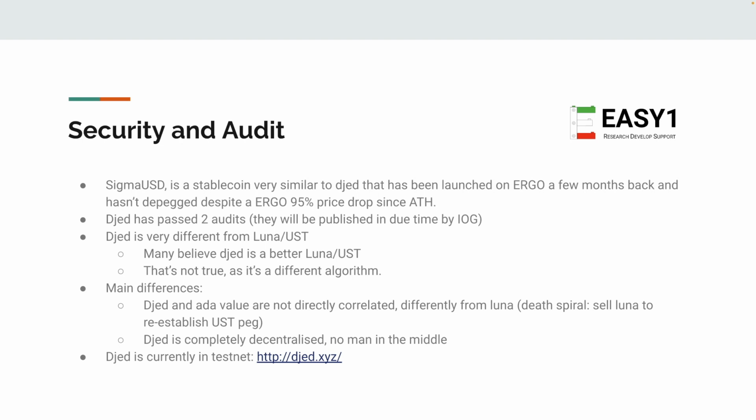Another difference is that Djed is completely decentralized, and there is no chance of a man in the middle. This is different from Luna. We clearly remember, and I also showed the Twitter earlier on, when Do Kwon was manually trying to influence and re-establish the peg by deploying more capital. That's not possible in Djed; everything is in the hands of the community. They can buy and sell tokens like SHEN and Djed and nothing else.